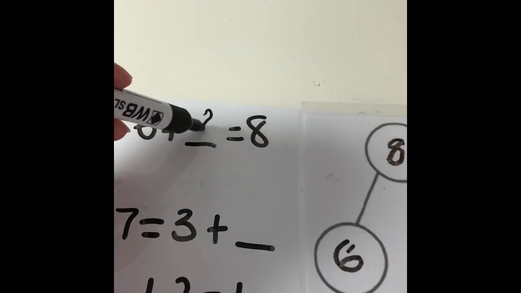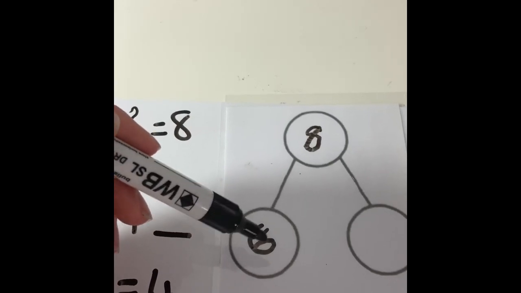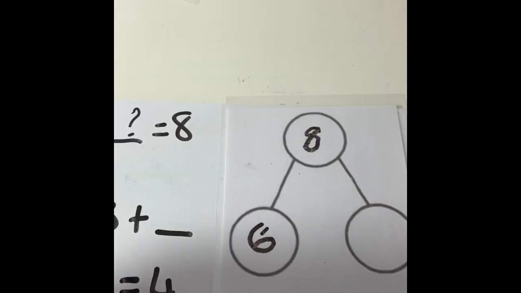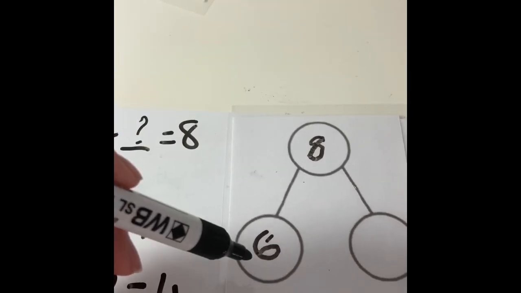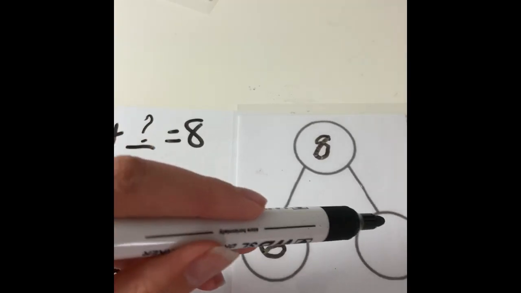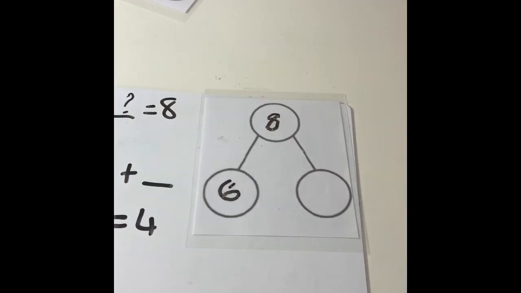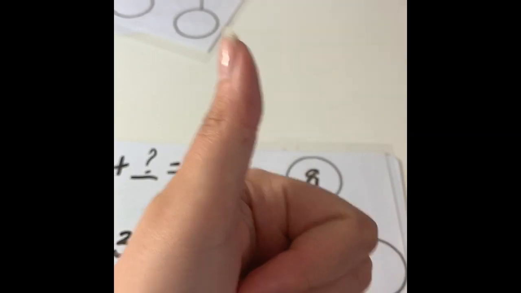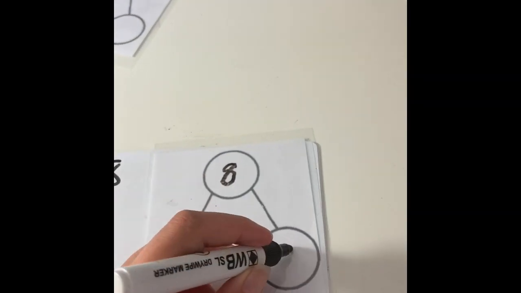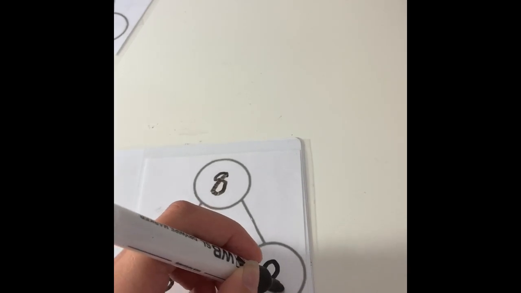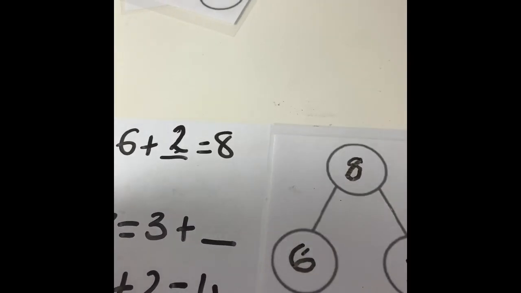Now, to work out our dot, I could count on in my head to get to 8. I could do 8 take away 6 in my head. I think it'd be easier to 6 add to get to 8. So I'm going to put 6 in my head and go 7, 8. Okay, so I know my answer is 2. If I can write it. So then this will change to 2.